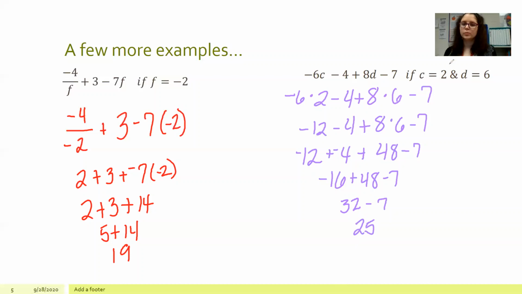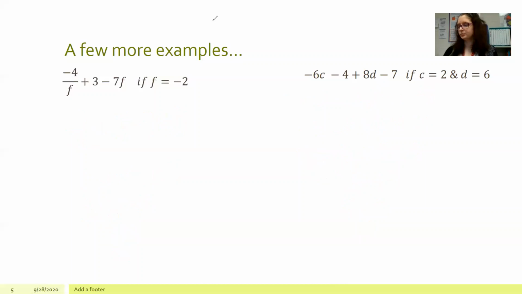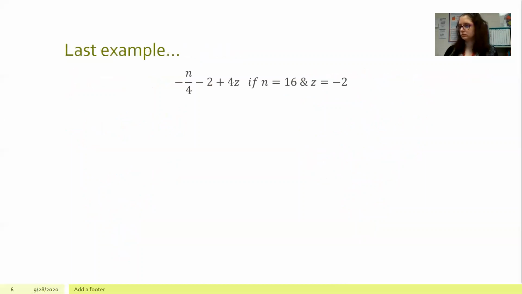Okay, I have one more example because I want you to see with two variables. So let's work our last example. Okay, our last example, negative n over 4 minus 2 plus 4z if n equals negative 16 and z equals negative 2. So let's start replacing. So negative 16 over 4 minus 2 plus 4 times negative 2.